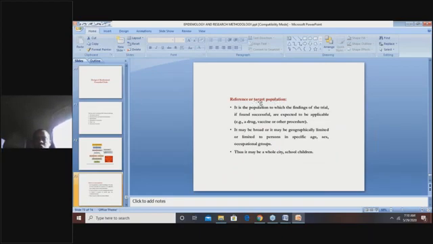Then let's look at the reference or target population. The reference population is the population to which the finding of the trial, if it's found successful, we see as applicable. So we are talking about the population that is going to use the molecule. It may be broad, it can be geographically limited. But with the globalization we are having today, most drugs are not geographically limited. You see that a lot of drugs cut across many countries, except when the disease condition is geographically restricted, like malaria now.